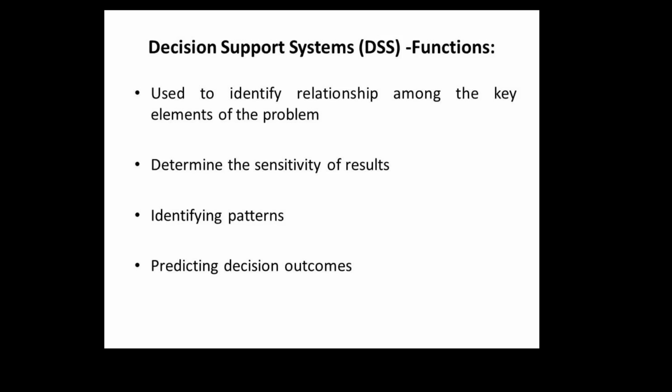The second function is to determine the sensitivity of the results. It means the results' sensitivity to changes in the decision variables, knowing which decision variables have the greatest impact on the outcome, which enables the decision maker to focus attention on the important subject matter. So this is an important function, that is, to determine the sensitivity of the results.